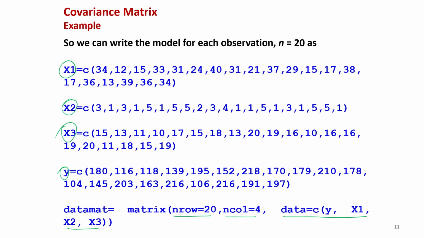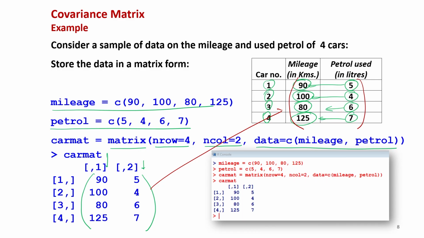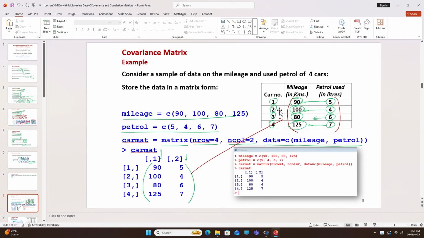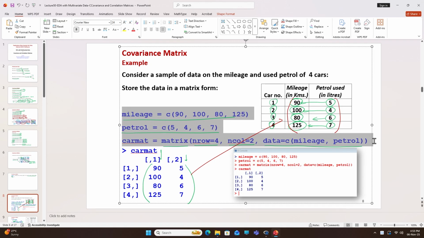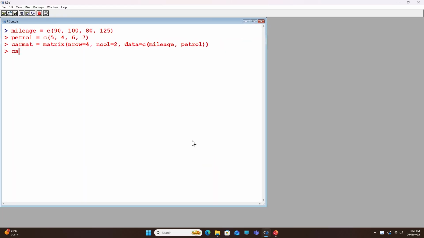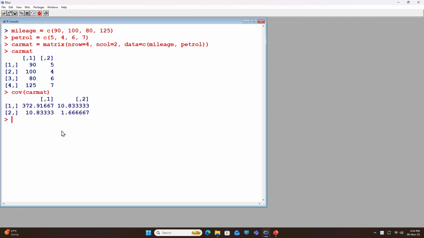So let me try to show you these things on the R console so that you get confidence. I first created the KANPUR-NPTEL data matrix, and then simply say covariance of KANPUR-NPTEL, right. So you can see here this is the value. It is very simple to operate.